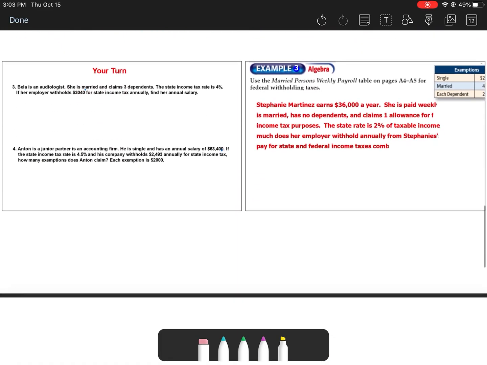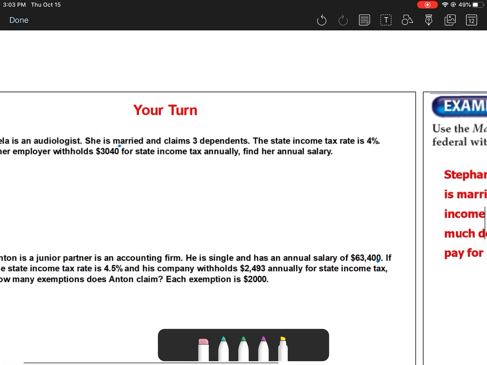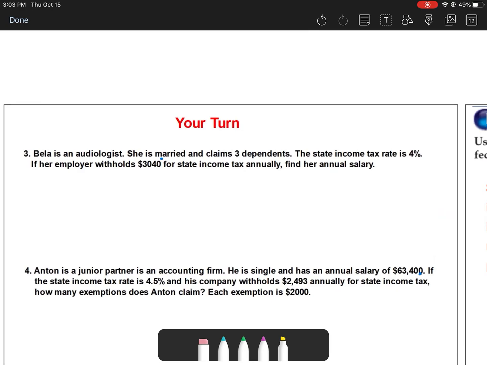Okay, so your turn. So these ones are going to look similar, but not quite. So these are actually, we're going to do these ones together because the X is going to change on what you're finding. So Bella is an audiologist. She is married and claims 3. The state income tax rate is 4%. If her employer withholds $3,040 for state income tax, find her annual salary.